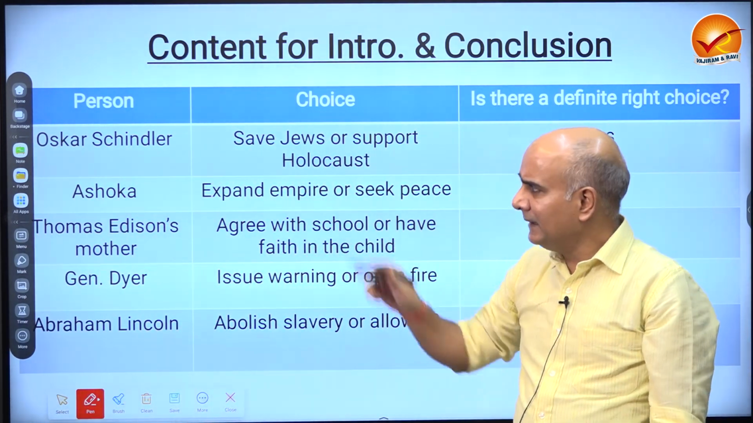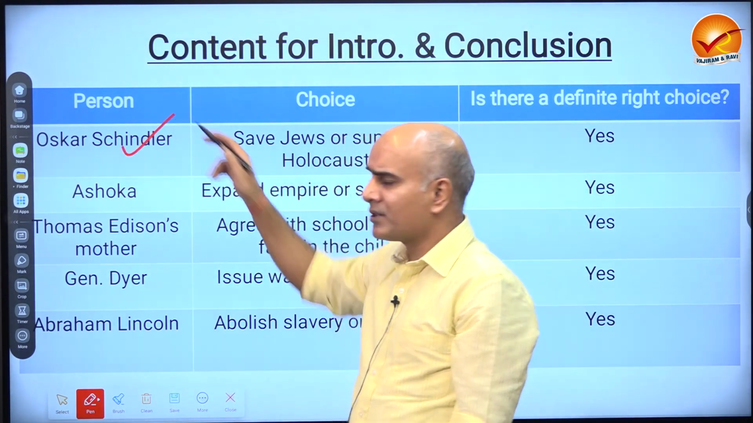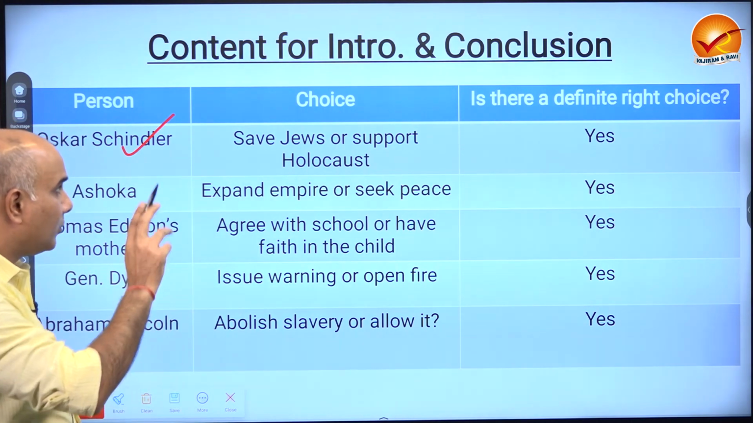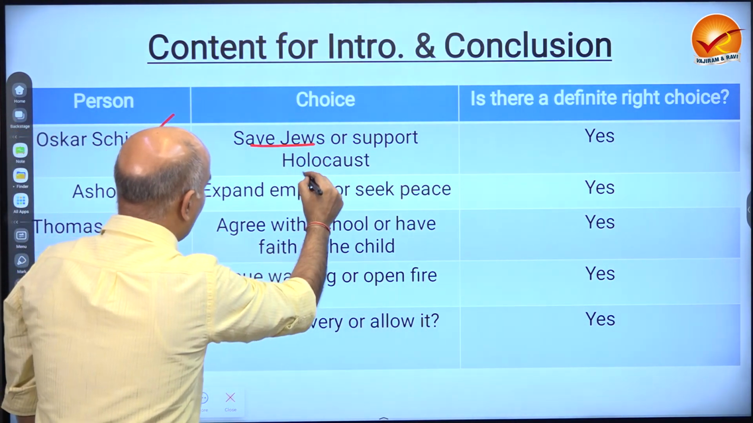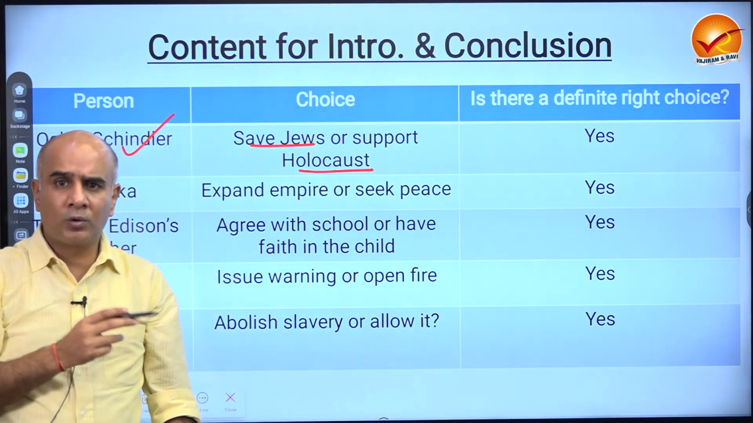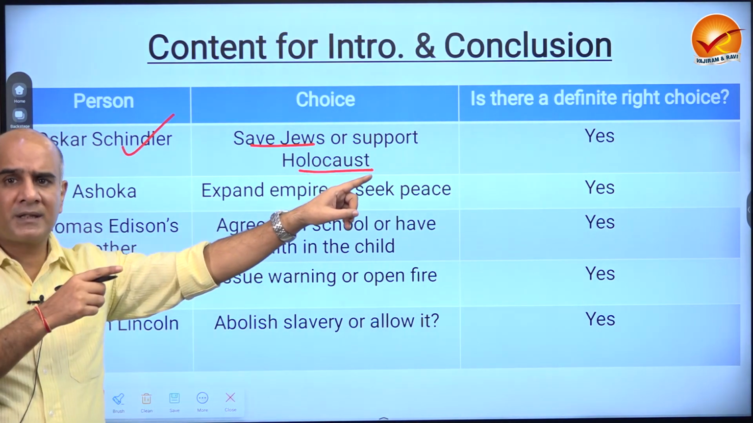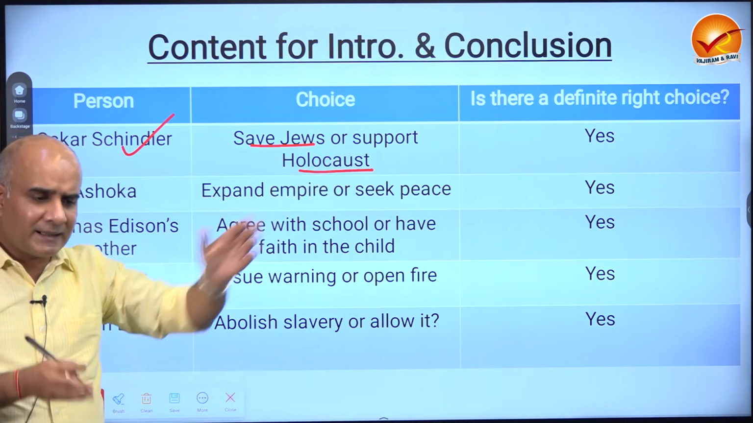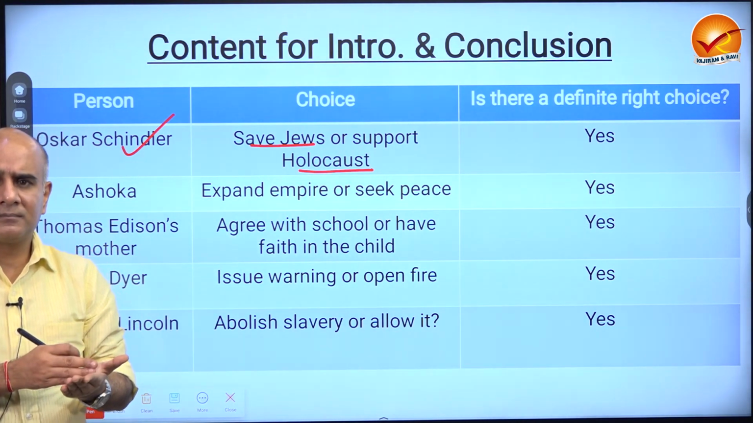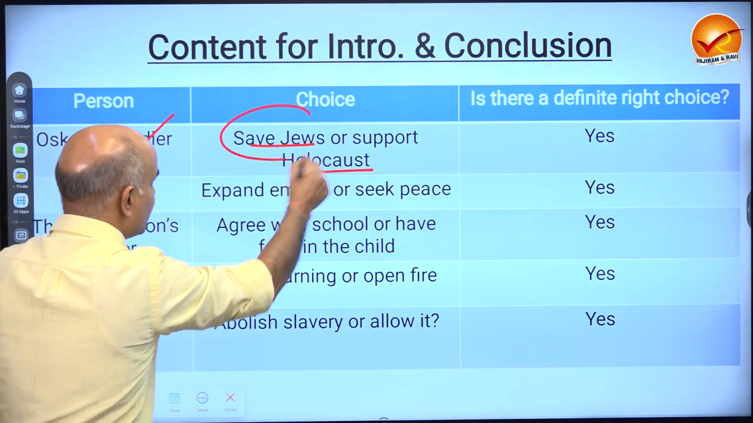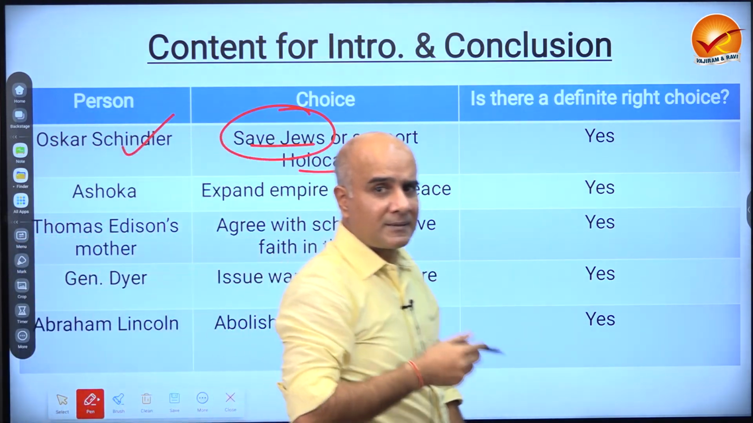For example, if I consider a person like Oskar Schindler, he has a very clear choice. On the one hand, he can save Jews. On the other hand, he can support the Nazi Holocaust. In these circumstances, the question you ask yourself is, is there a choice that can definitely be considered right? Without hesitation, nobody on the planet can disagree with you. The right choice is to save the Jews. So the answer is yes.